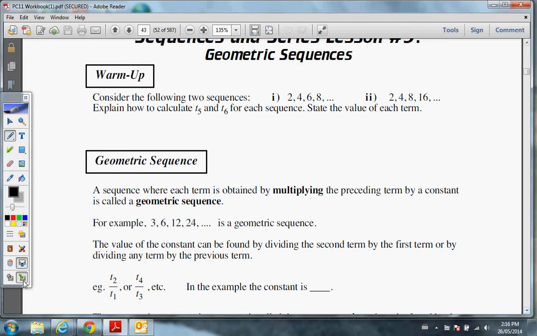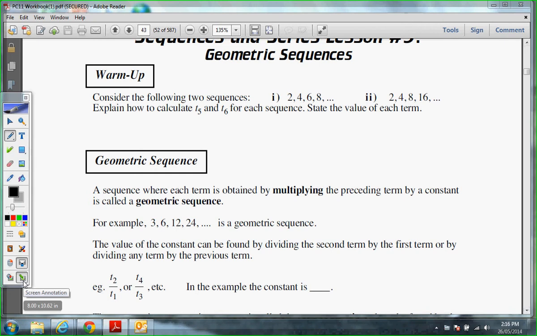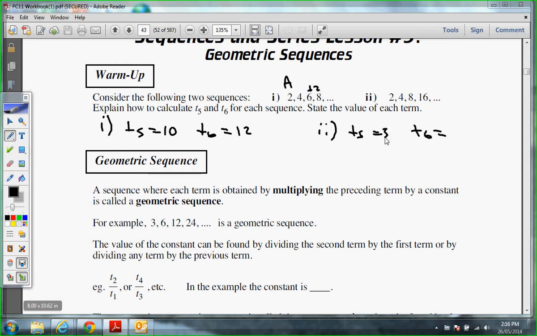If we look here at this warm-up, let's consider the following two sequences, 2, 4, 6, 8. So it's going up by 2s. So this right here would be an arithmetic. It wants us to figure out T5 and T6 for the first sequence and T6 for the doubling one. For T5, the first one would just be a 10, and then 12, it's going up by 2 every time. And then for the other one, it's doubling every time. It's going times by 2. So it's going to be 32 and then 64. And right there is a good example of the difference between multiplication and addition.